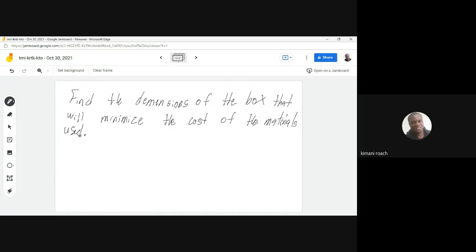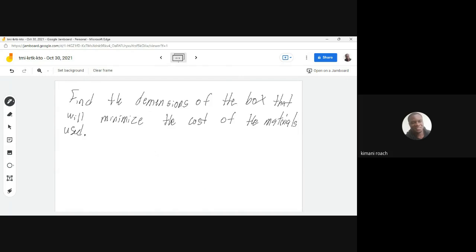So here we're going to look at how we can find some dimensions, and we're talking about the length, the width, and the height, so that we end up getting our box to be 375 cubic centimeters. But we were able to minimize the amount we have to pay to produce or to build this box.